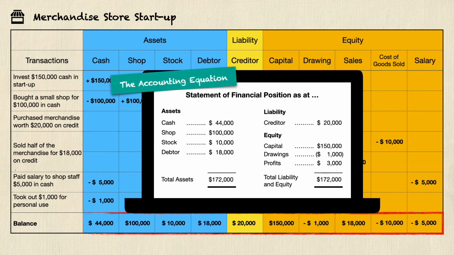$172,000. Since the statement of financial position represents the accounting equation, the total assets must equate the total liabilities and equity. Thus, both sides of the statement of financial position must balance. Hence, this report used to be called the balance sheet.